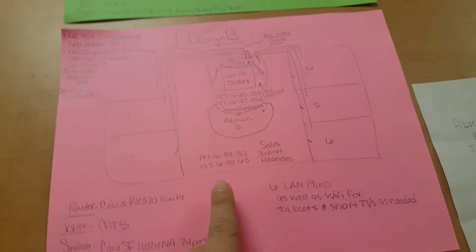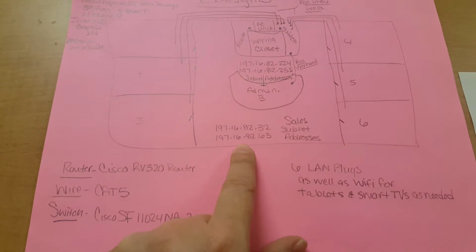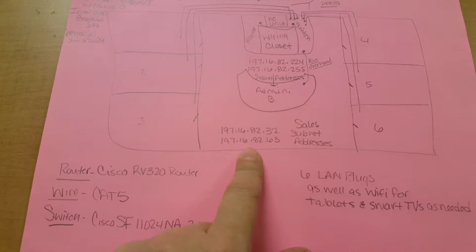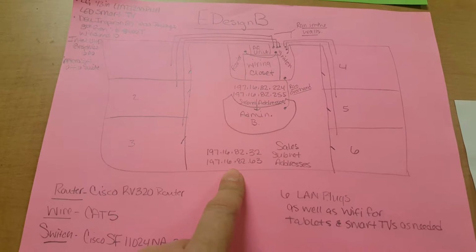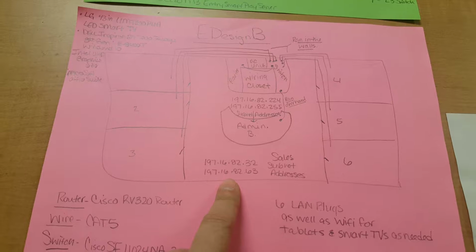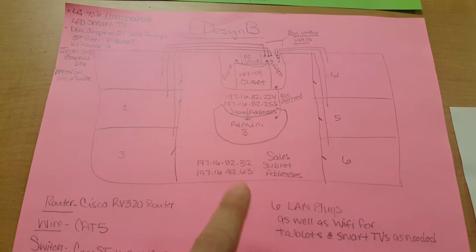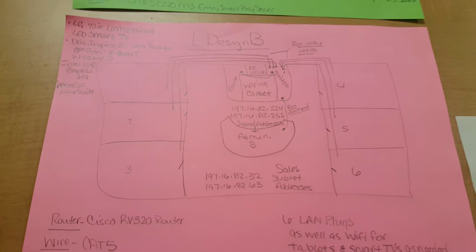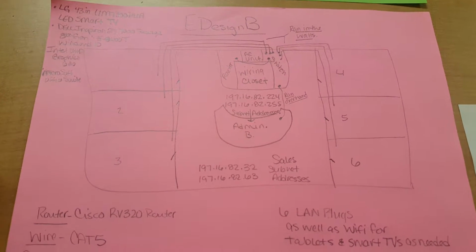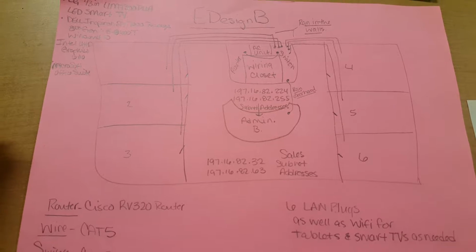And as you can see, we have the sales subnet addresses here. There are, once again, 31 of them and only 6 people's offices there at the moment. However, as this company expands, it needs more. So we have that available.